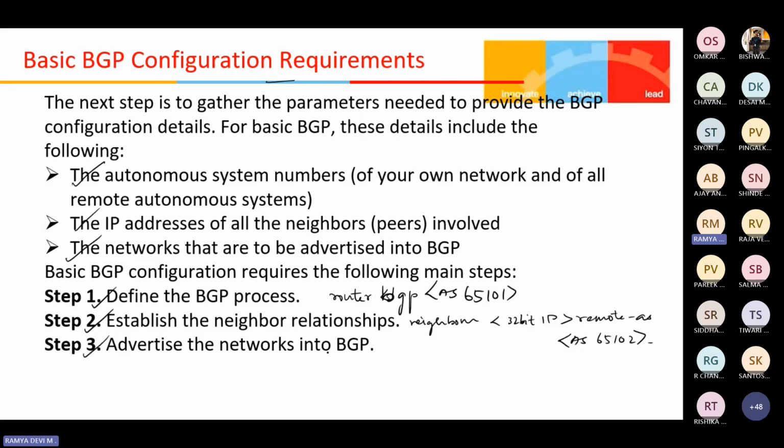Fine. So the next one, third thing, you have to advertise the network into BGP. So you have to use the network command. Network, so what is the network address? 192.168.10.0 is my network address. And what is the mask? Subnet mask you have to provide here. Fine. So this is how we have to follow the three steps in order to have the basic BGP configuration. So router, neighbor, and network. Three commands are required.